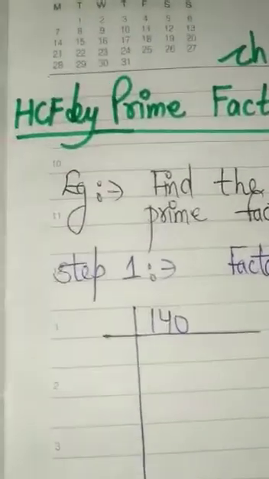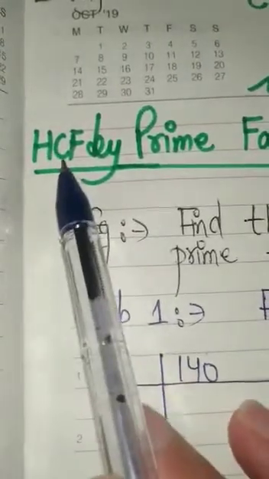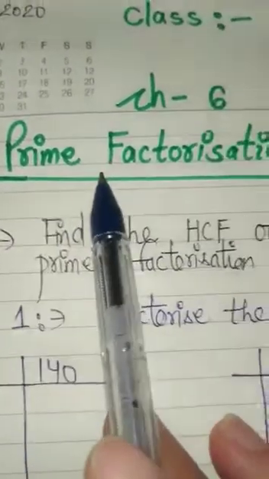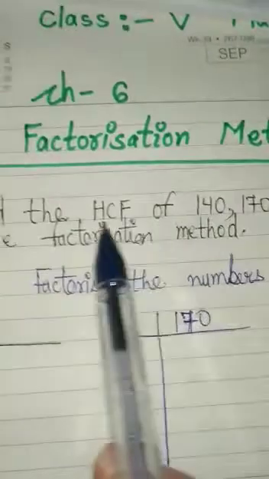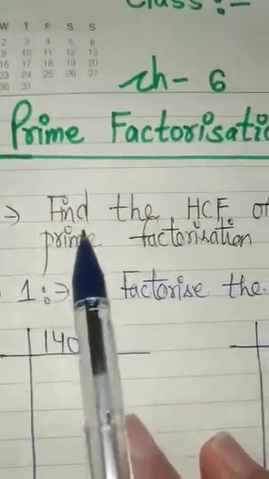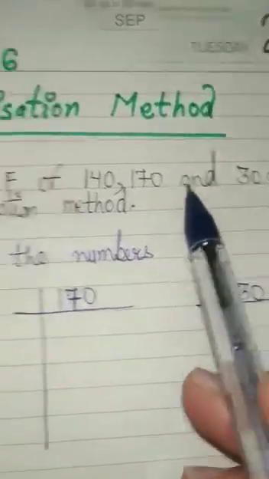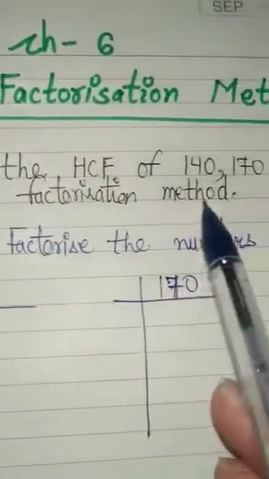Now I am going to tell you how to find out the HCF. HCF means highest common factor by using prime factorization method. Okay, so here is one example. Find the HCF of 140, 170 and 30 by prime factorization method.